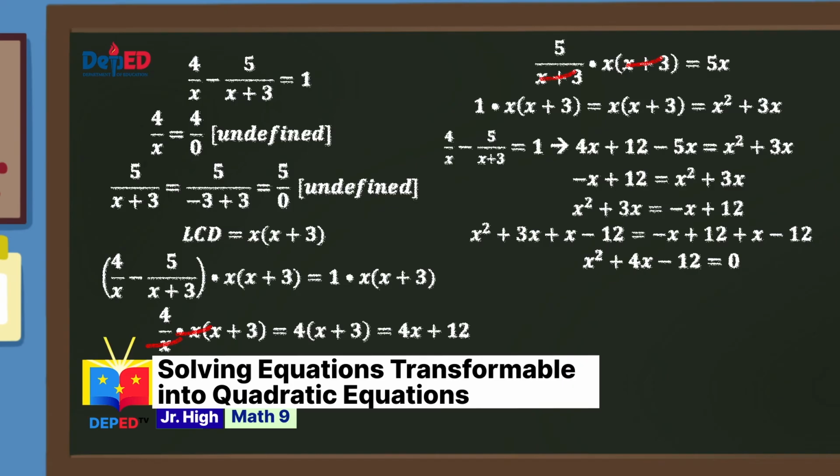This equation can also be solved by factoring. Let's rewrite the equation as x minus 2 times the binomial x plus 6 equals 0. Equating each factor to 0, we must arrive at the following values of x: 2 and negative 6.